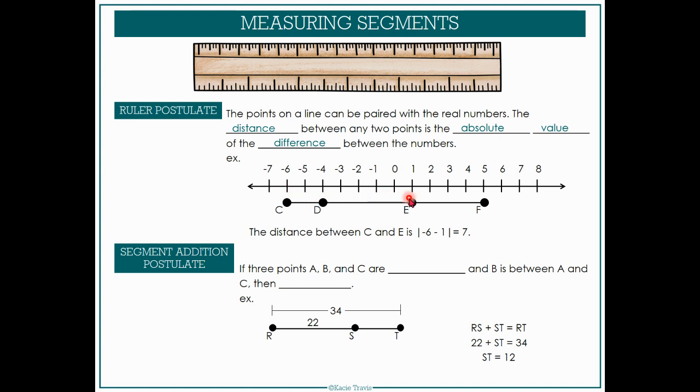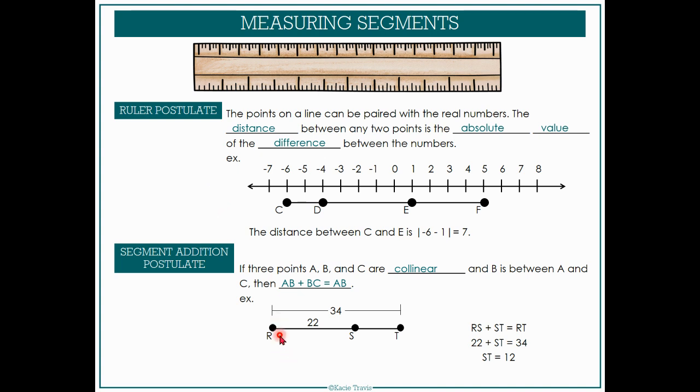Now, to go with the ruler postulate, we have something that we use to set up our equations. Our equations are going to be set up using the segment addition postulate. So, what is that? If 3 points, A, B, and C, are collinear and B is in between A and C, then AB plus BC equals AC. Now, the idea with this is that we can use the information that we know about how lines are made so that we can go through and set up an equation.